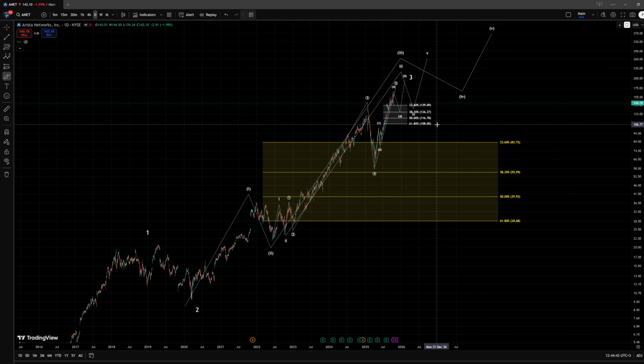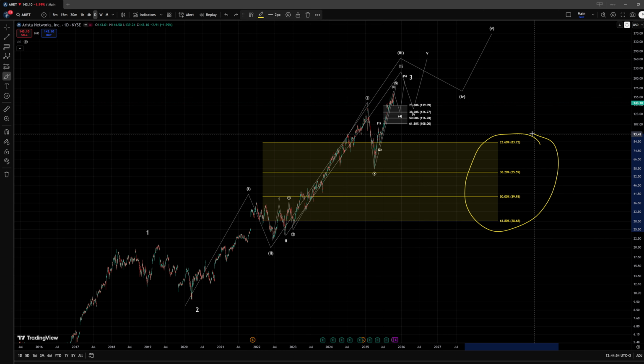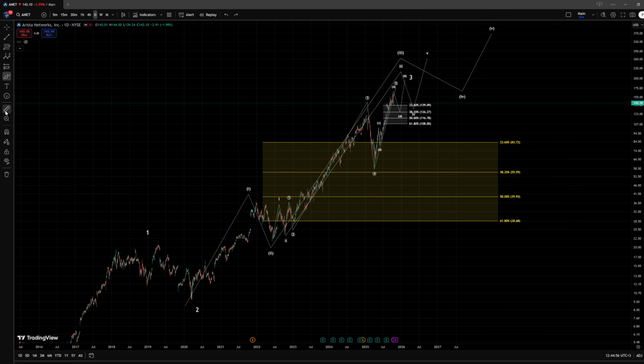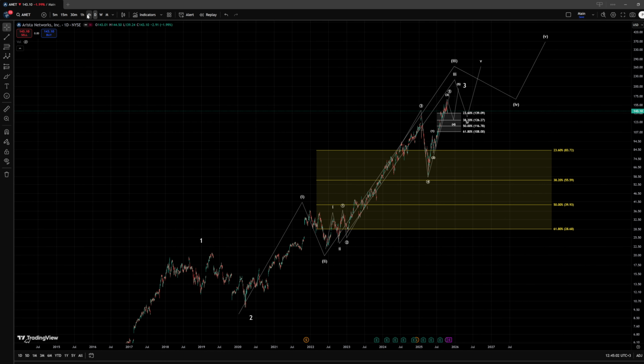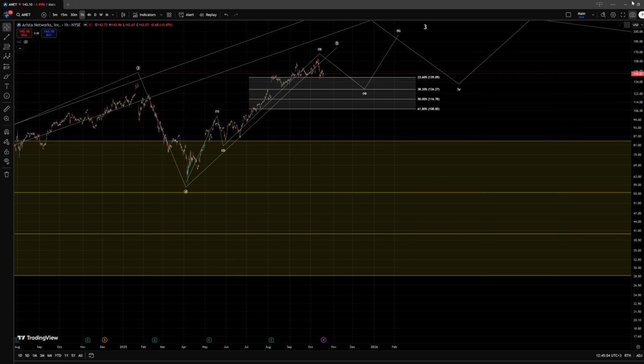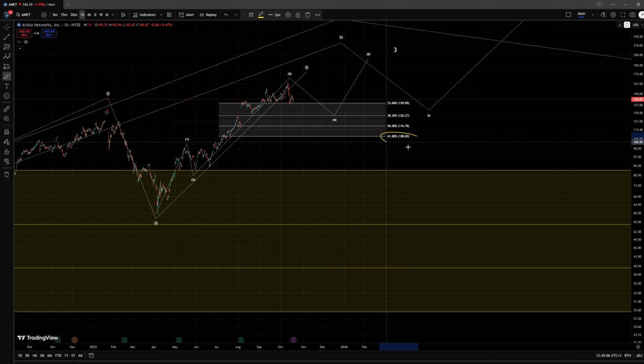Breaking the $108 level would decline the reliability of this chart extremely heavily, to the point that I would be focusing probably on this larger support zone that could result in, from this point, a drop of 80%, somewhere around that area. So I would be extremely careful on this 61.8% retracement.